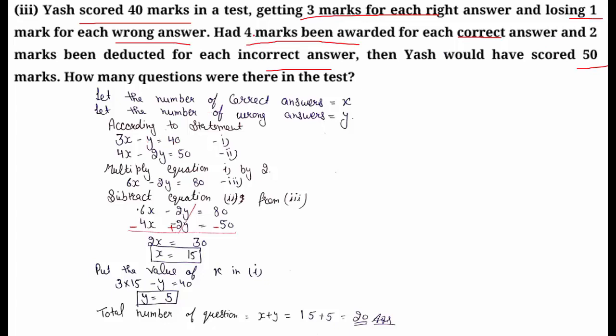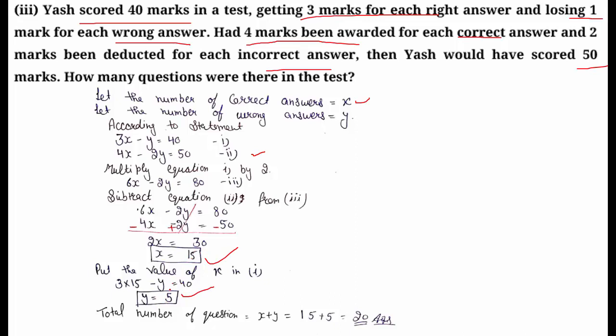Now for the second condition, had 4 marks been awarded, means if one question is right then he will be awarded 4 marks, but here we are letting x as the correct answers, then 4x will be his awarded marks and losing marks will be 2y, then 4x minus 2y will be 50. Now on solving you will get x equals 15 and y equals 5. Then adding this x and y you will get the total number of questions.